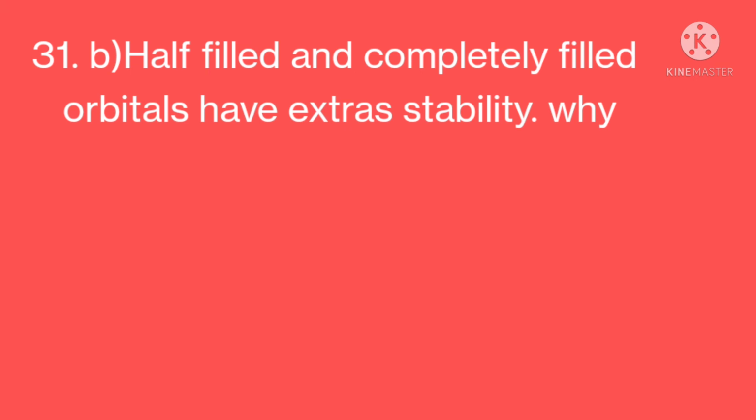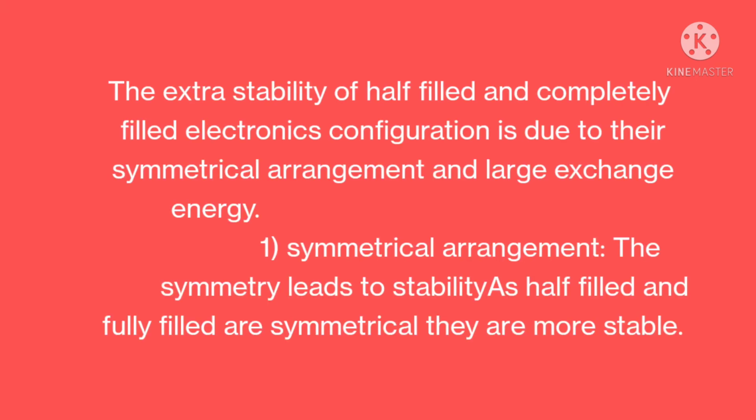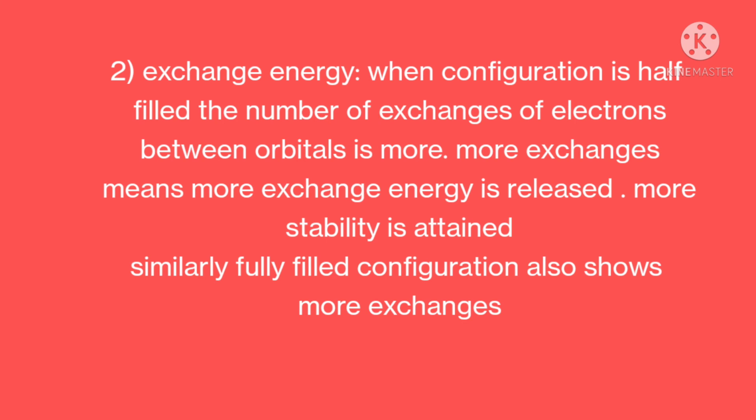Half-filled and completely filled orbitals have extra stability. Why? The extra stability of half-filled and completely filled electronic configuration is due to their symmetrical arrangement and large exchange energy. Symmetrical arrangement: the symmetry leads to stability. As half-filled and fully filled are more symmetrical, they are more stable.